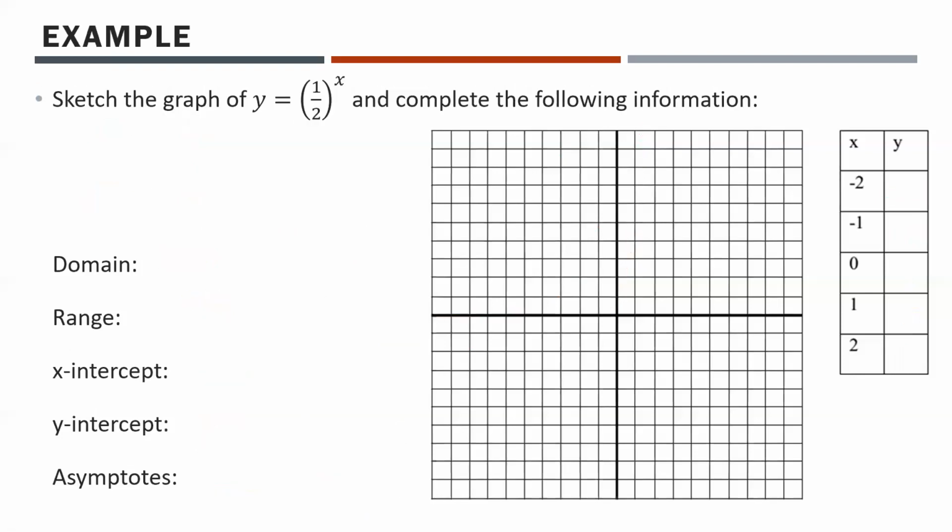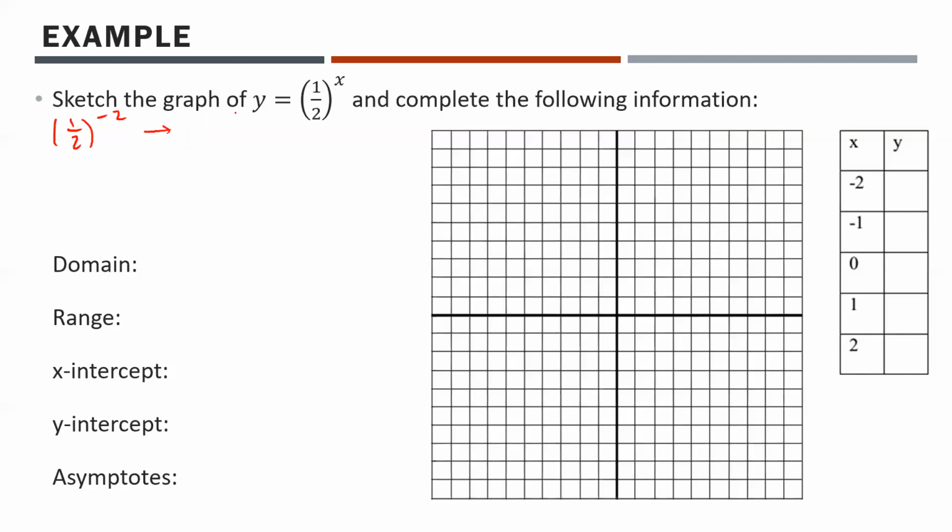Sketch the graph of y is equal to 1/2 to the power of x and complete the following information. This one's going to be a little trickier. Let's start with those negative exponents because they're going to be really pesky. 1 over 2 to the power of negative 2. Remember in the other ones I said take the reciprocal of it and then put it to a positive exponent. It actually works the same way with this.